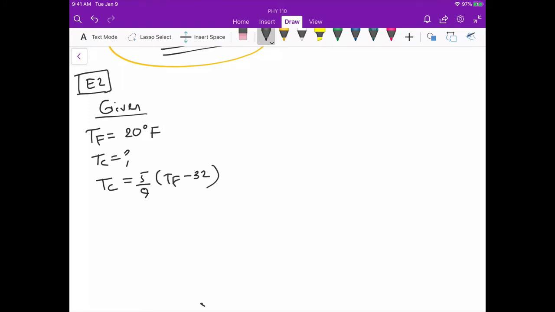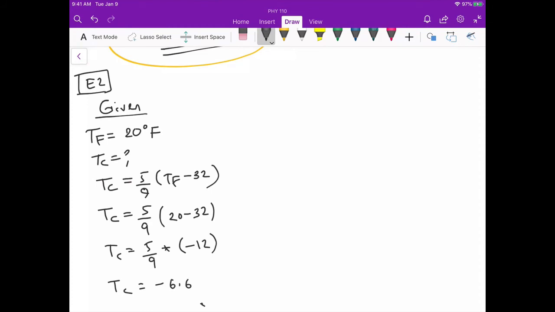Look at the equation. There is a parenthesis here, unlike the previous one. So Tc equals 5/9 into 20 minus 32. So Tc equals 5/9 multiplied by -12. Then if you simplify this, your Tc value is going to be about -6.67 degrees Celsius. Okay.